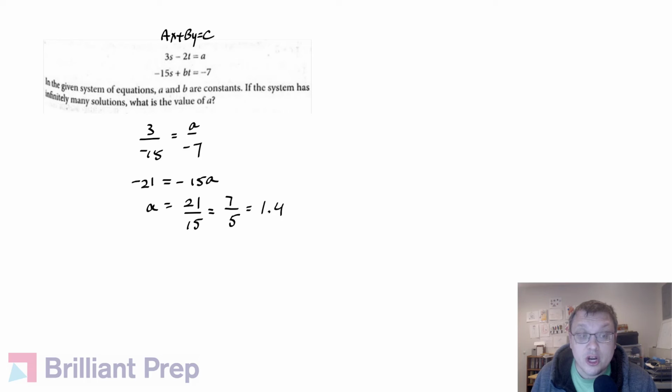If this were no solutions instead of infinitely many solutions, what would be true in that case would be, again, the ratio of these would be the same, but the ratio of 3 to negative 15 and negative 2 to b would not be equal to the ratio of a to negative 7. So they'd have to change the wording of this question, because if this were no solutions, a could be a lot of different things. But in any event, for this particular problem, we get 7/5 or 1.4.